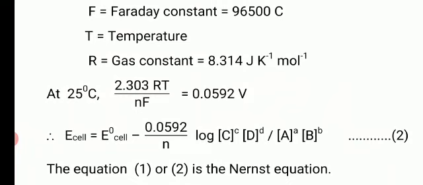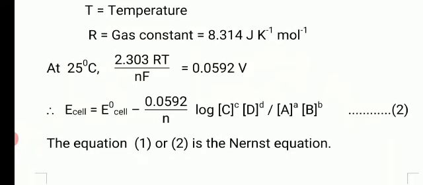E cell is equal to E naught cell minus 0.0592 upon n, because n नंबर हमें स्पेसिफिकली पता नहीं है. जैसे n 1 हो सकता है, number of moles of electron, 1 2 3 4 whatever it may be, ऑक्सीडेशन एंड रिडक्शन रिएक्शन के ऊपर डिपेंड होगा वो. So E cell is equal to E naught cell minus 0.0592 upon n, log to the base 10 of concentration of C raised to c into D raised to d divided by A raised to a into B raised to b. So here equation 1 and equation 2, both the equations are said to be the Nernst equation. Understood guys? Equation 1, equation 2 both are said to be the Nernst equation.